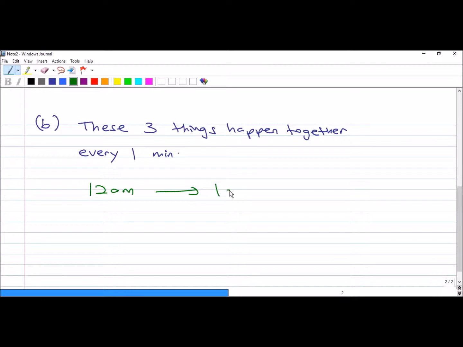If you see here, 12 a.m. all the way to 1 a.m. is actually 1 hour, and when I say 1 hour, it's actually 60 minutes. So these three things will happen together 60 times during this 1 hour. So this is the answer for part B.